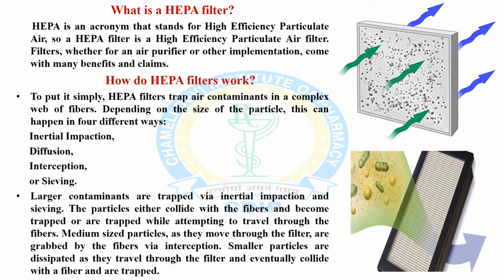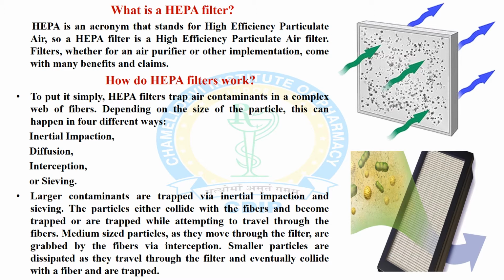Now, as we have discussed laminar flow and the HEPA filter, we should know what a HEPA filter is. HEPA stands for high efficiency particulate air, and a HEPA filter is a high efficiency particulate air filter. These filters, for an air purifier or other implementations, come with many benefits as well as claims. How does it work? To put it simply, these filters trap air contaminants in a complex web of fibers.